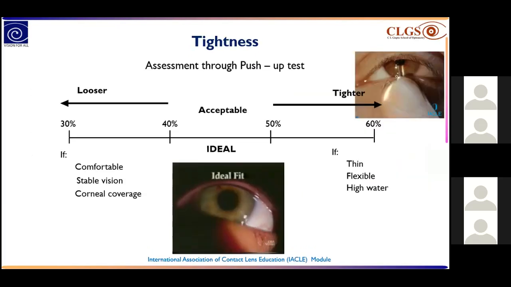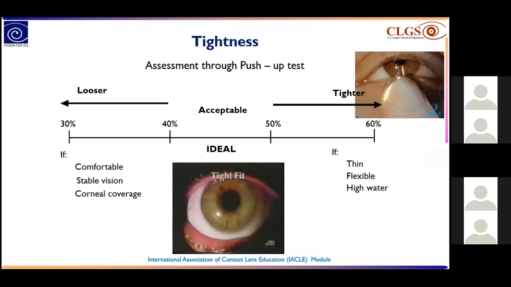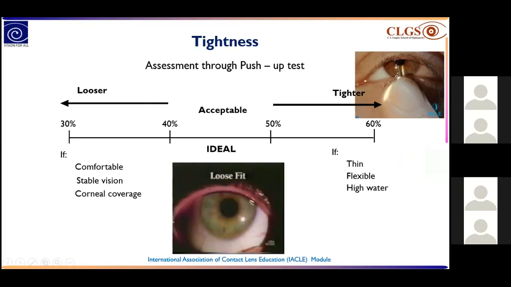So next is tightness. For assessing the tightness of the lens, we assess through the push-up test. Here we have to push the lens with the help of the lower lid, as you can see in this image. Basically, we push the lens with the help of the lower lid in the up gaze position, upward. While pushing the lens, we need to observe how much force we are actually applying to push the lens upward, and how much time the lens is taking to come back to its original position. That will tell you about the tightness of the lens.